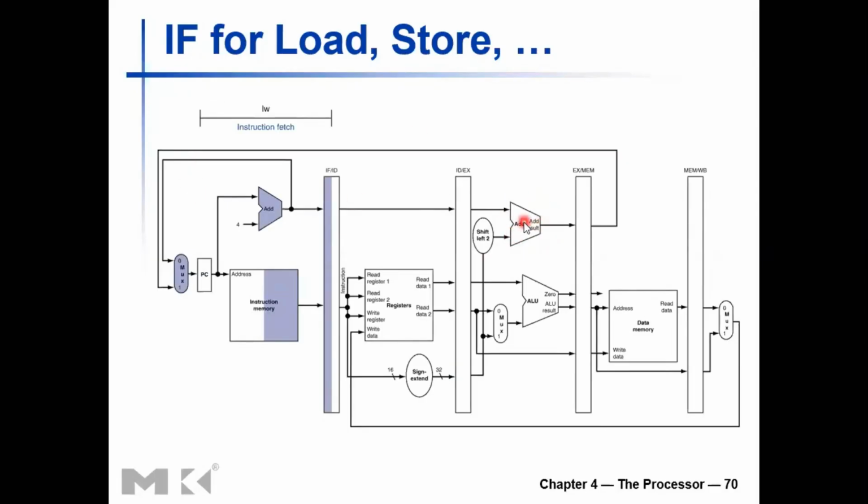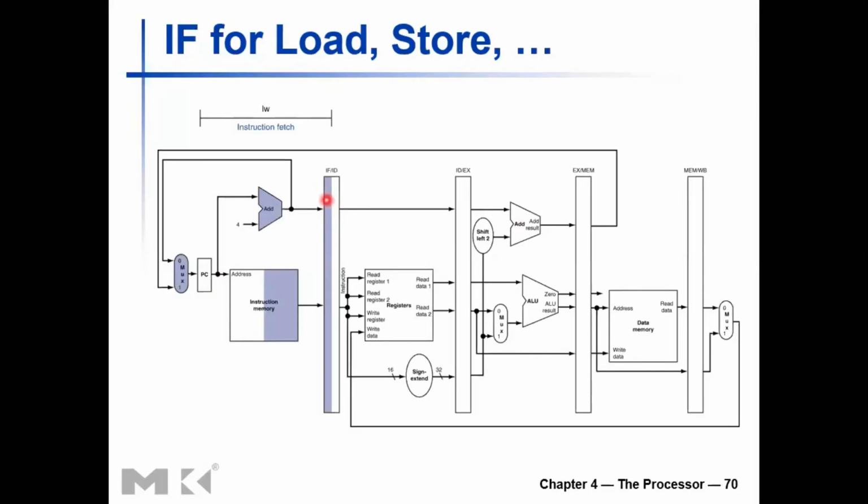You can't go and read the PC plus 4 value at the point in time when this instruction is actually in the execution stage, because at that point you have two other instructions in the previous two stages and the PC value is sure to have changed, right? So because of that, you need to save the current PC plus 4 result in the pipeline register.